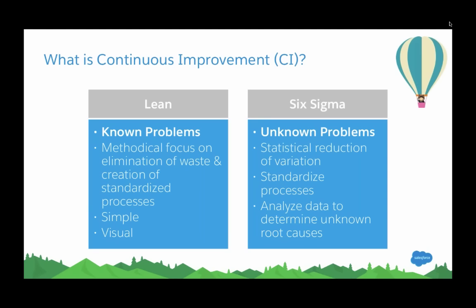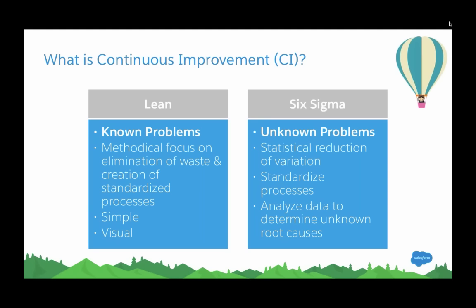On the other end of the spectrum, you've got Six Sigma. So Six Sigma is a more scientific approach to determine what problems are when they're not really obvious. You use a statistical reduction of variation, and you standardize processes, analyze data to determine unknown root causes. So if I know that somewhere in my process there's a problem, but I can't put my finger on what the bottleneck is, or perhaps what the actual root cause of the issue is, I can use Six Sigma and my analysis of data collected on a process to determine what the actual problem is.